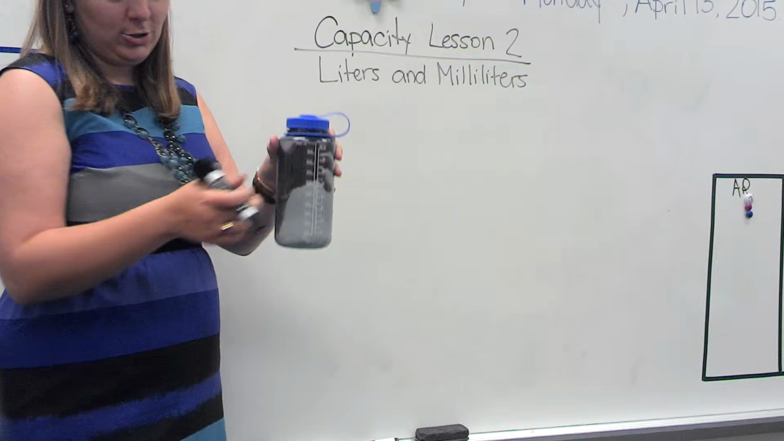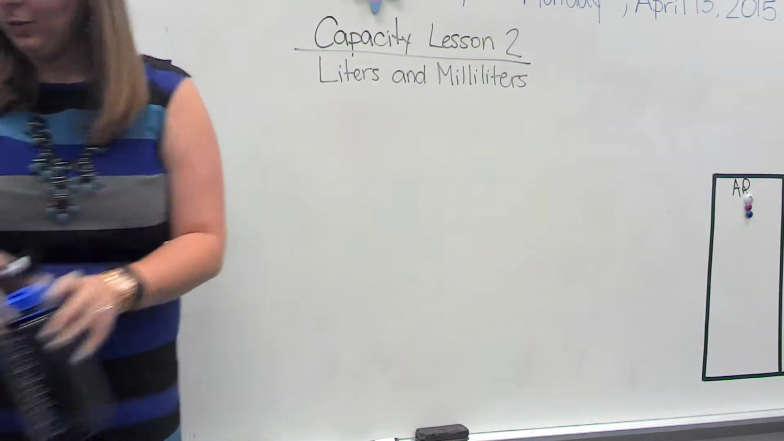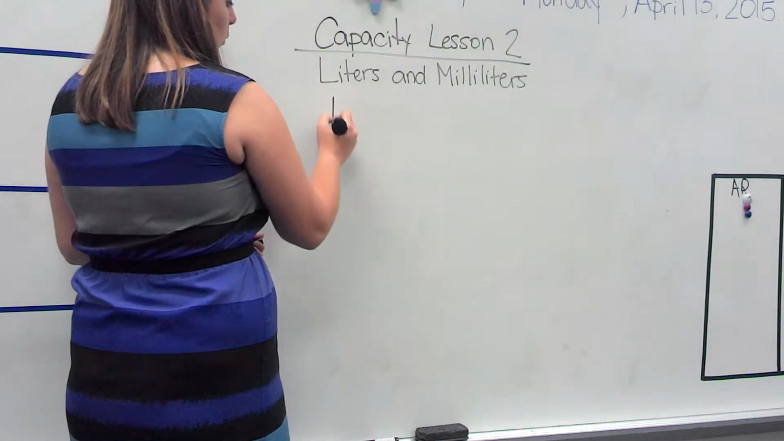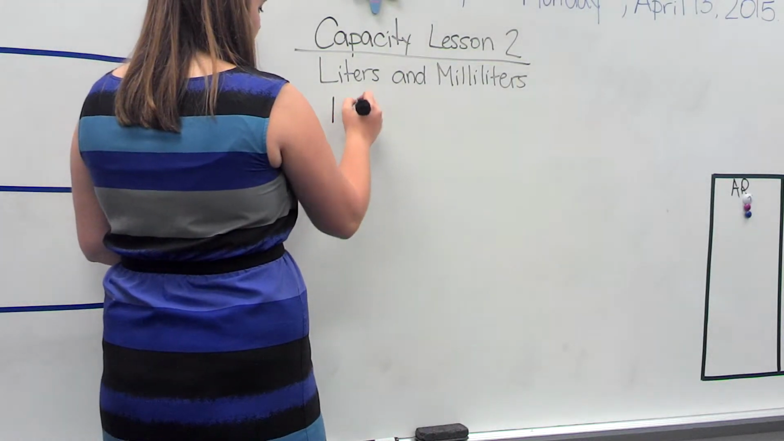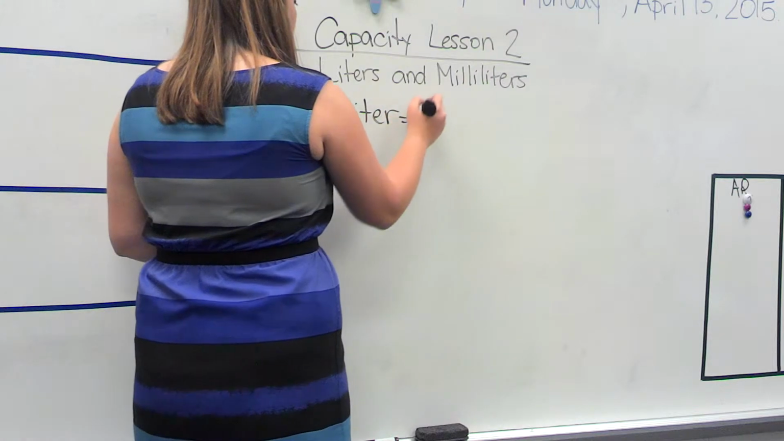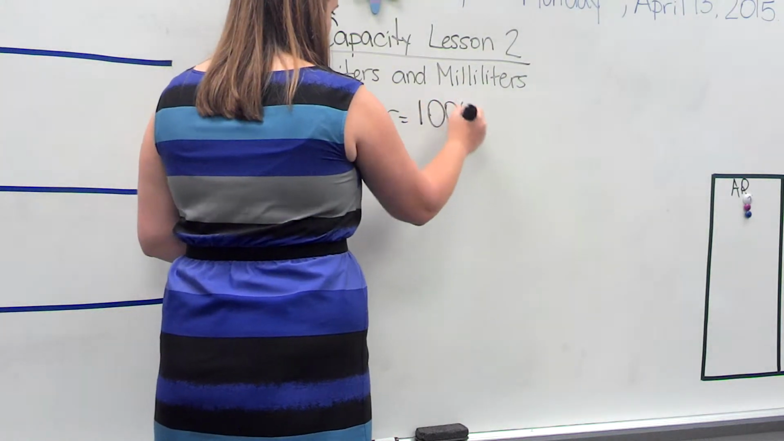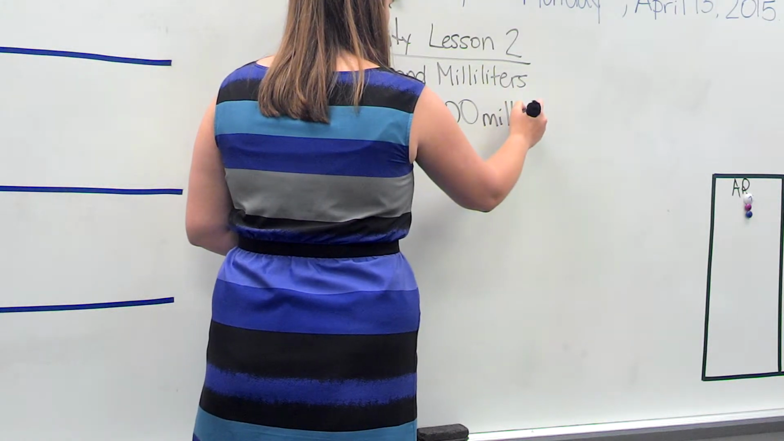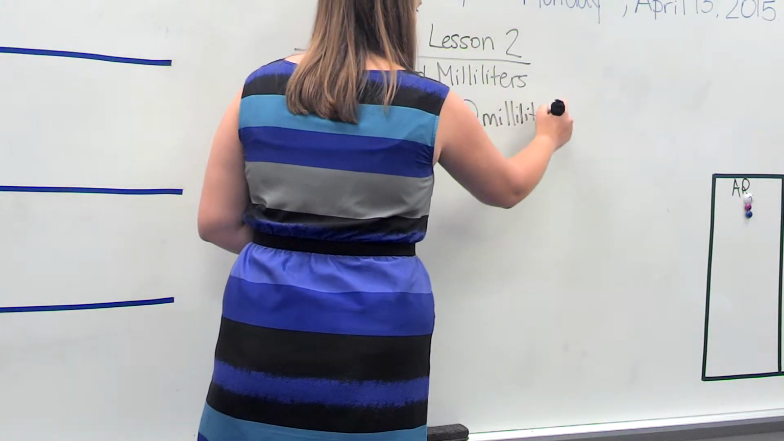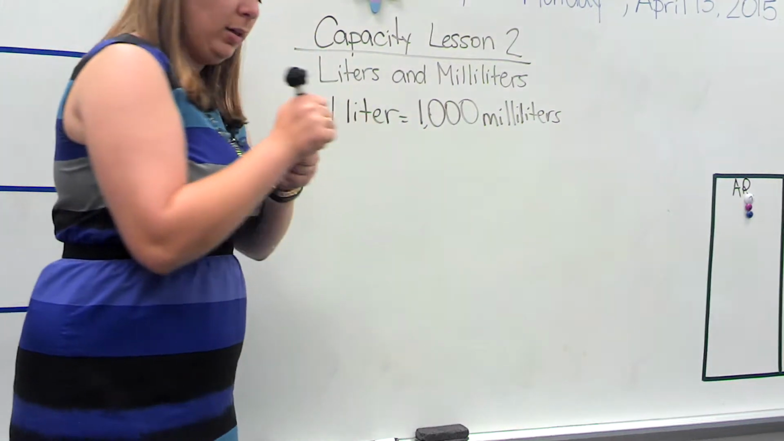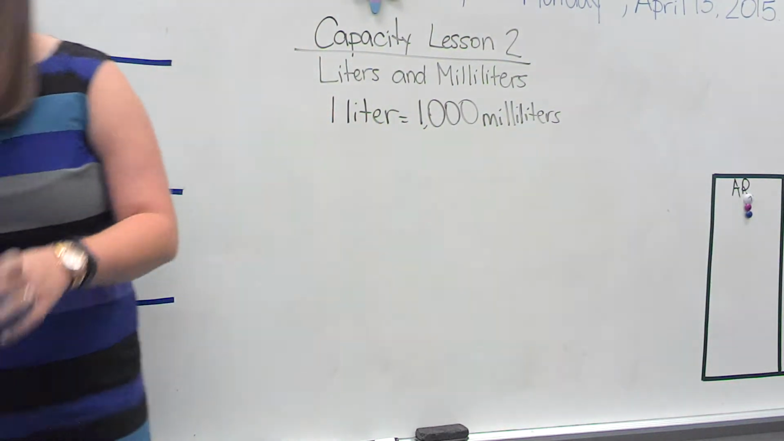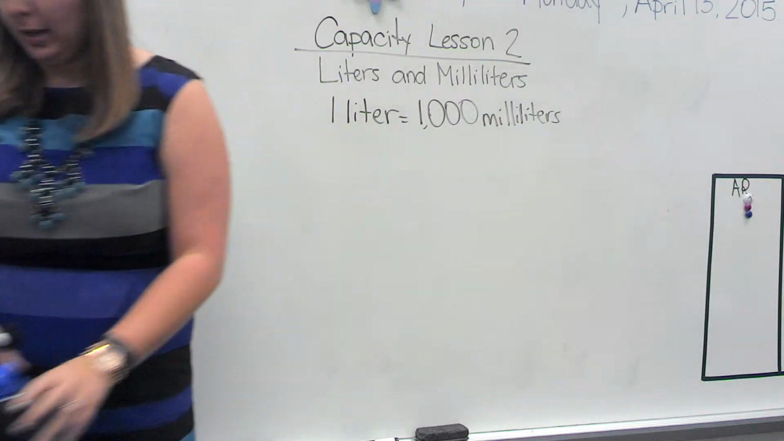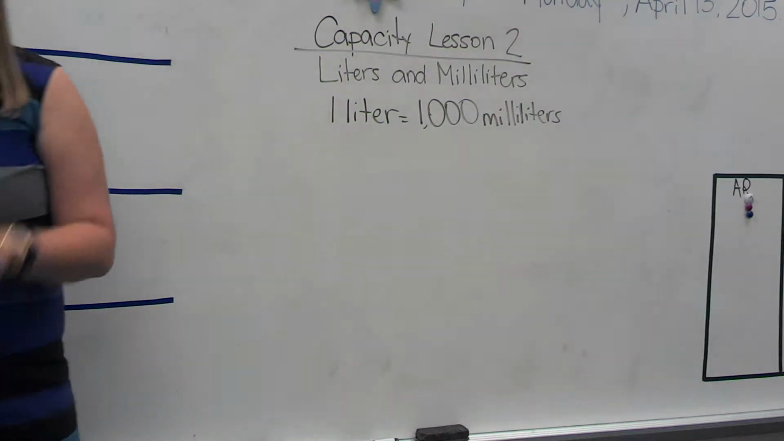So every day Ms. Vitus tries to drink at least one of these at school. So 1 liter, just by looking at Ms. Vitus' bottle, is equal to 1,000 milliliters. Now, a milliliter means that compared to this, 1,000 of the milliliters fits in this. A milliliter is very small.